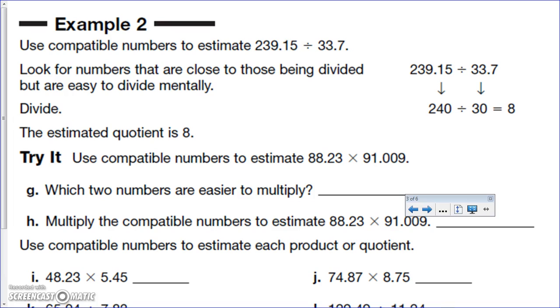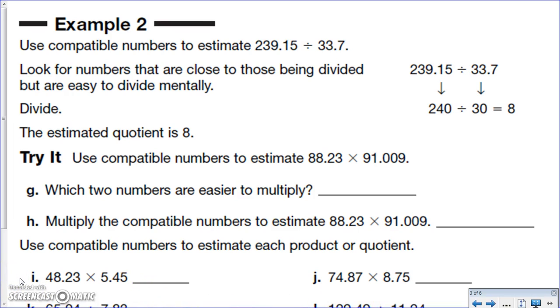So for example, 239 and 15 hundredths, if we're rounding to the nearest one, it's not going to round up to 240. However, because 33 and 7/10 rounds to 30, 30 is going to go into 240 really easily because 3 goes into 24. So think about your basic division facts and use those to help you find the best set of compatible numbers. So in this case, it's 240 divided by 30 equals 8. So the estimated quotient is 8.